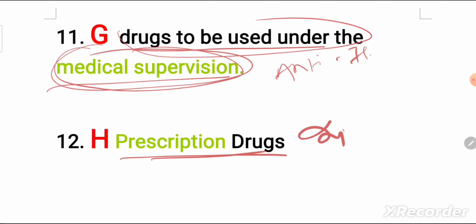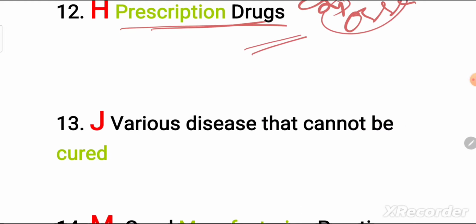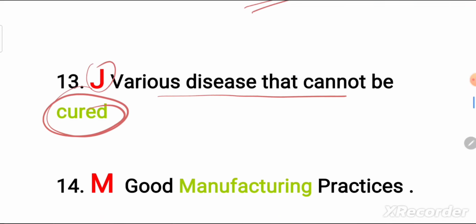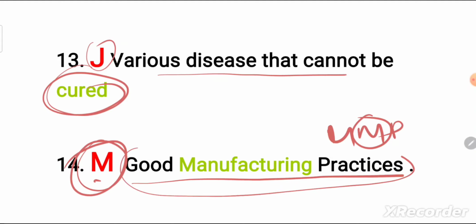It is the most important, most repeated schedule from the exam point of view. It came up in last year's OSSSC examination. It is most important from the exam point of view. Next is J, various diseases that cannot be cured. Next is M, for good manufacturing practices, GMP. M schedule is for good manufacturing practices, most important, most repeated.